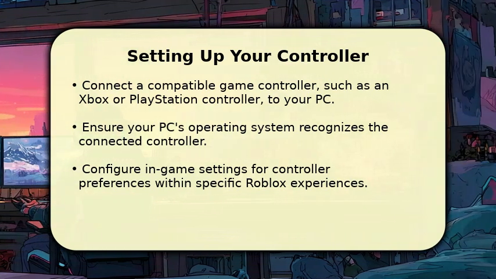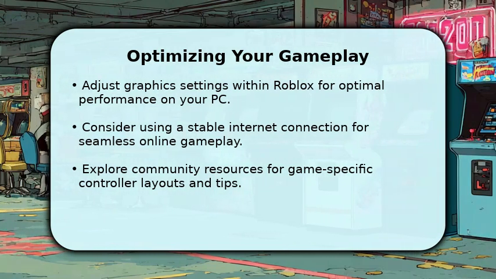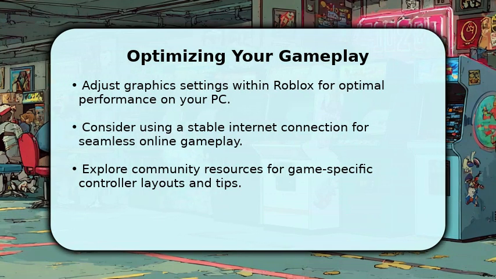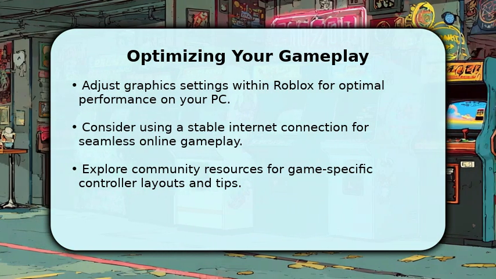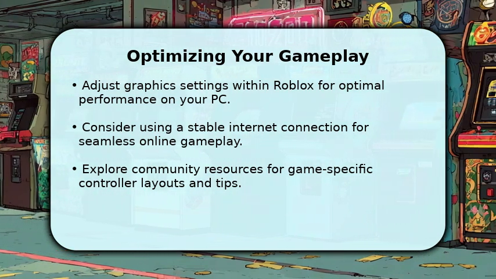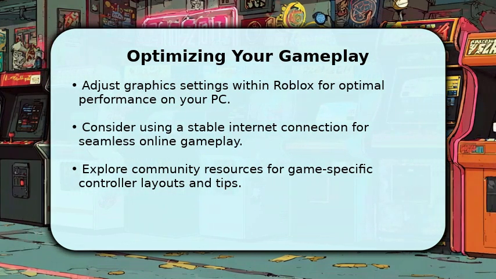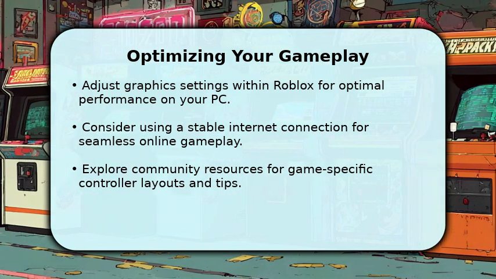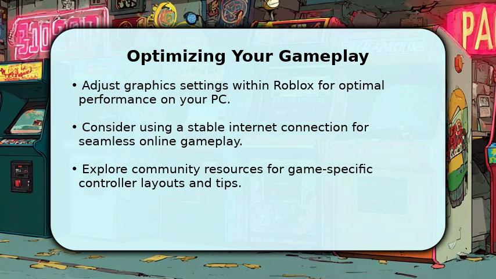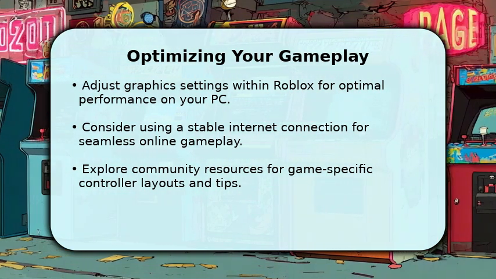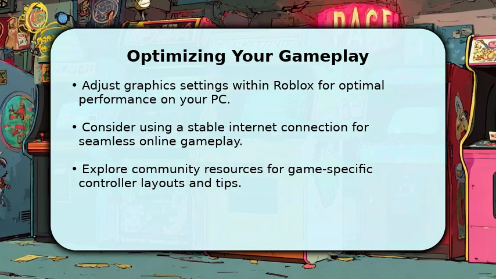To truly optimize your Roblox console-style gameplay on PC, consider adjusting your in-game graphics settings. Lowering certain visual effects can significantly improve performance, especially on less powerful systems, ensuring a smooth frame rate. A stable, high-speed internet connection is also crucial for online multiplayer experiences, minimizing lag and disconnections. Finally, explore community forums and guides for specific games. You might find valuable tips for controller configurations or hidden features that enhance your overall enjoyment.